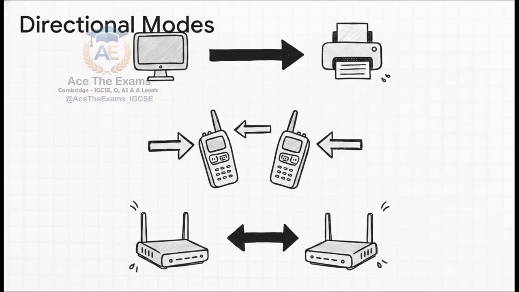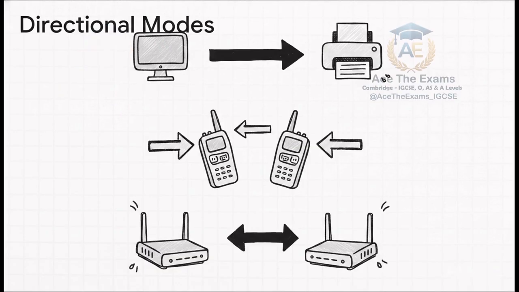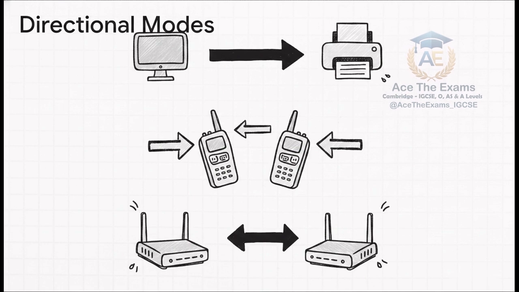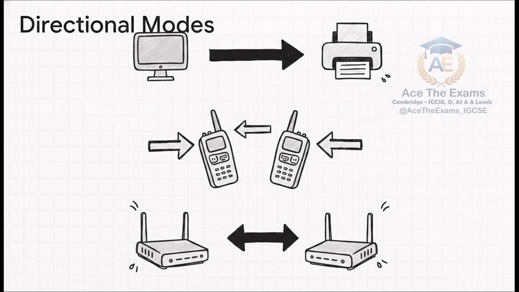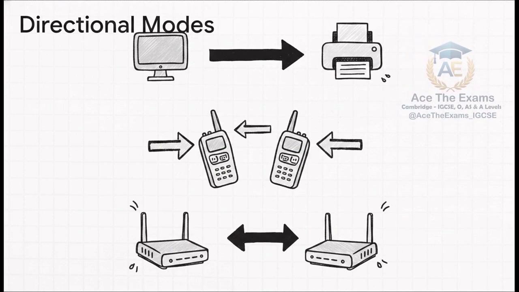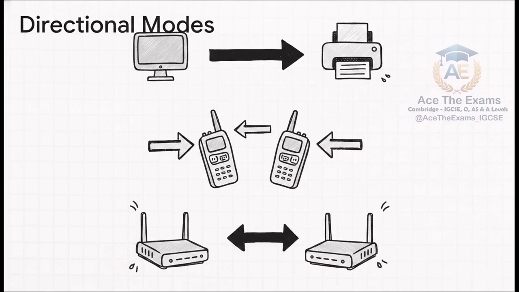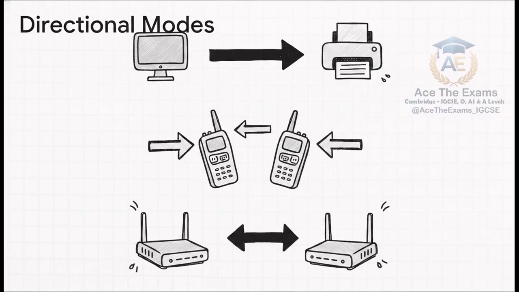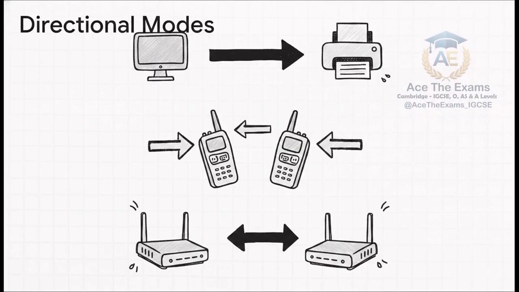Let's look at how top students structure this using PEEL. Simplex. Your point, data is sent in one direction only. Your evidence/explanation, an example is a computer sending data to a printer, as the printer doesn't transmit back. Half duplex. Point, data travels in both directions, but not simultaneously. Explanation, like a walkie-talkie. You press to speak, release to listen.